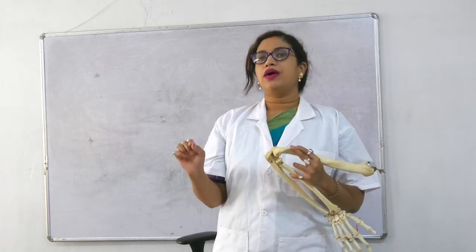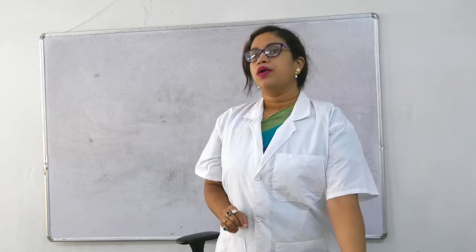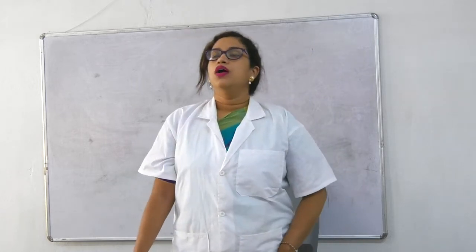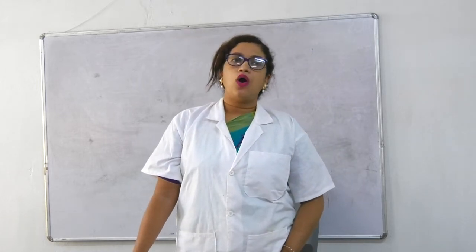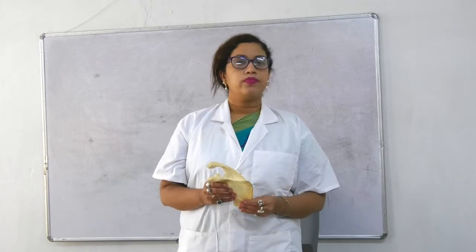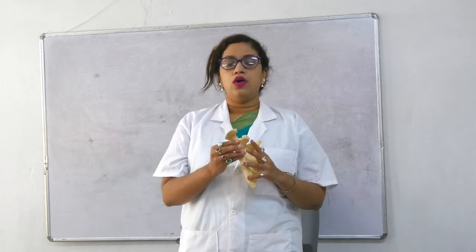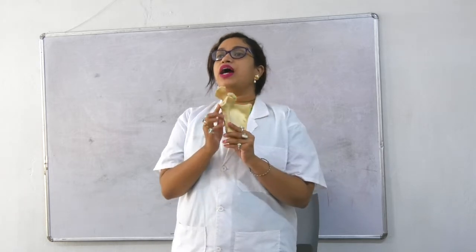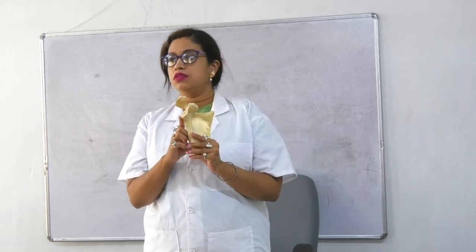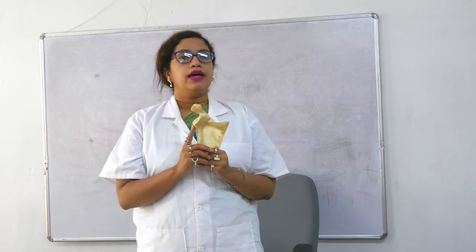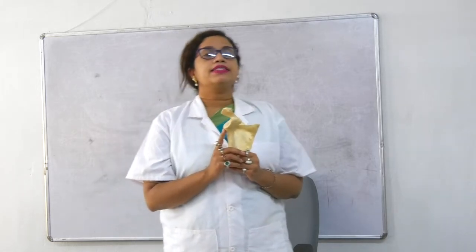So you just write it down, triceps. Origin: first one is the long head, from the infraglenoid tubercle. Then next is the lateral head.